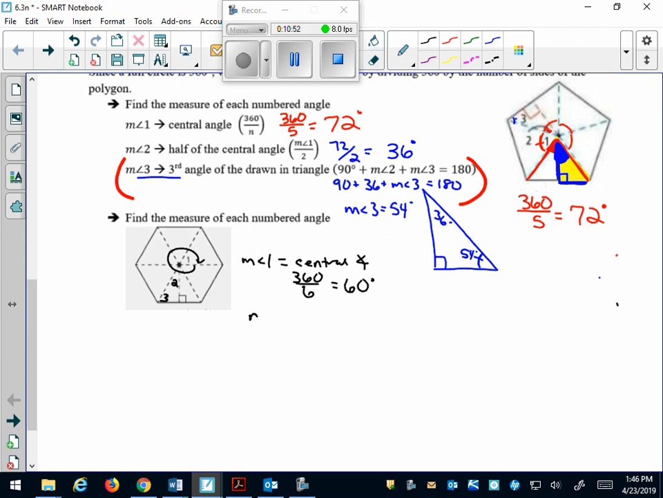Measure of angle 2, remember? The significance of angle 2 is just to cut angle 1 in half. So the measure of angle 2 in this case is 30 degrees. Measure of angle 3, again, we don't really worry too much about it. But if we redraw this triangle, we have a 90-degree angle there, we have a 30-degree angle here. What's this other angle going to be? 60 degrees.